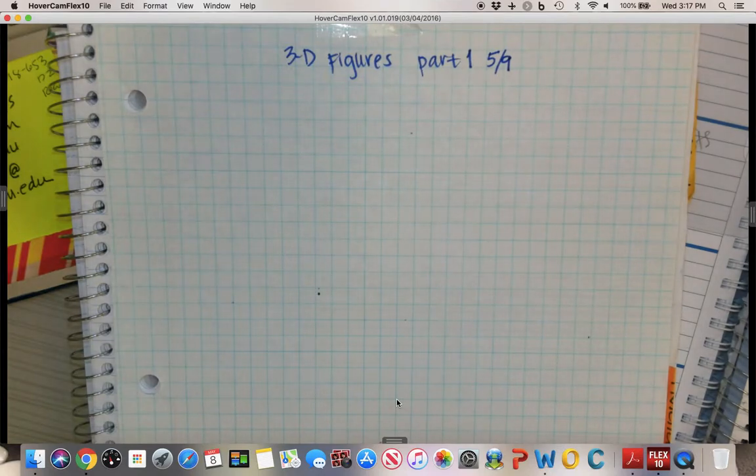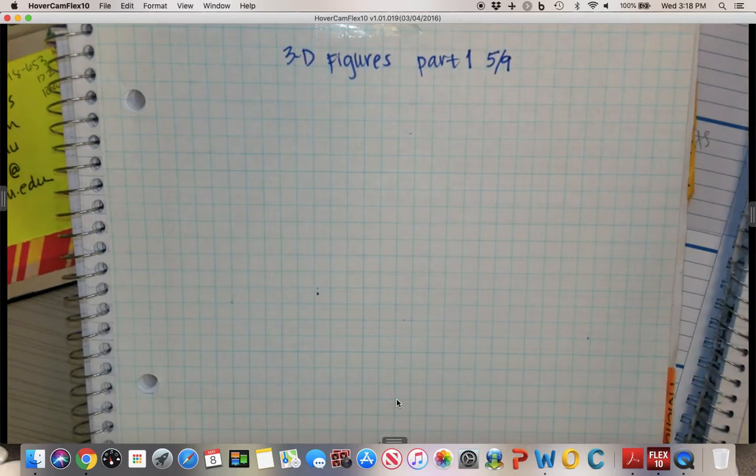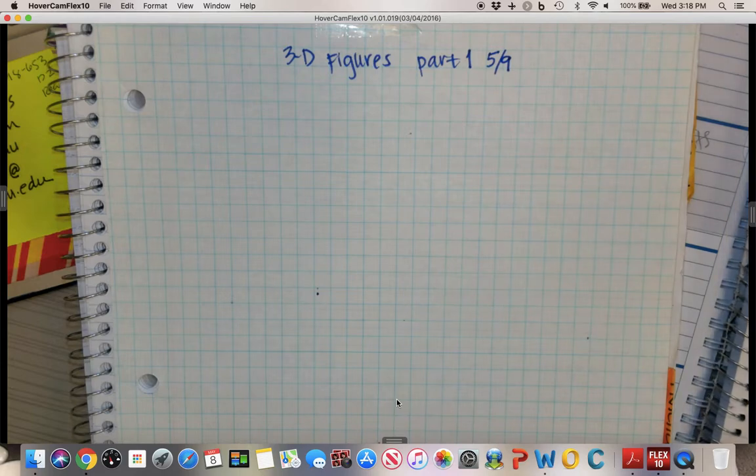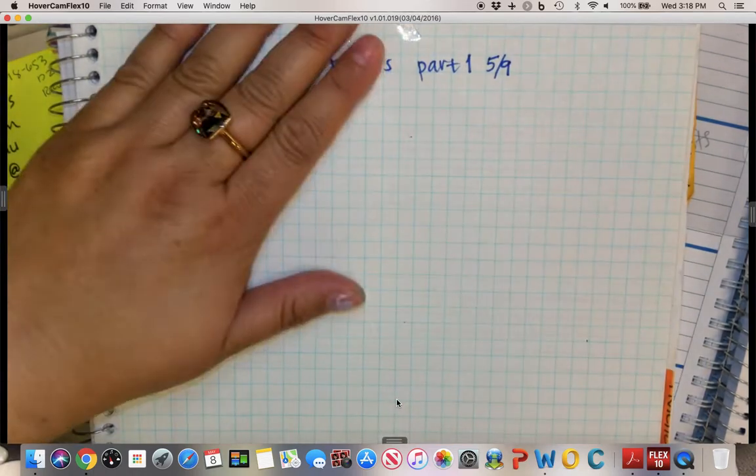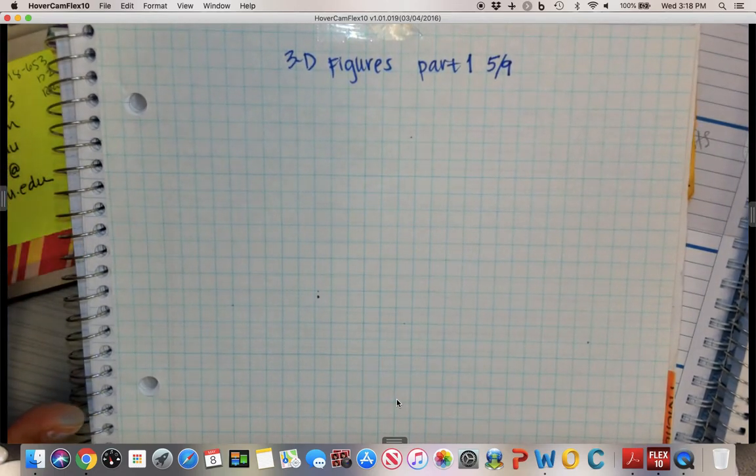So hopefully you remember the difference between area and perimeter. Area is how much space across something, and perimeter is how much around. So we're going to be focusing on area, and we're going to be focusing on area of 3D figures. So we're going to actually draw some figures, and that's partially why I gave you the graph paper to help you make easier figures. I want to go over some vocab first.